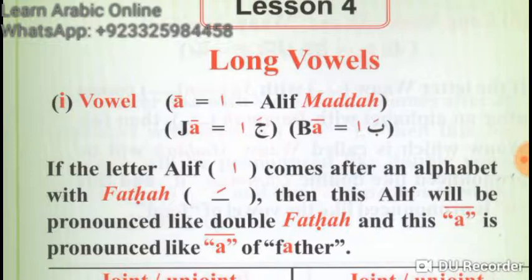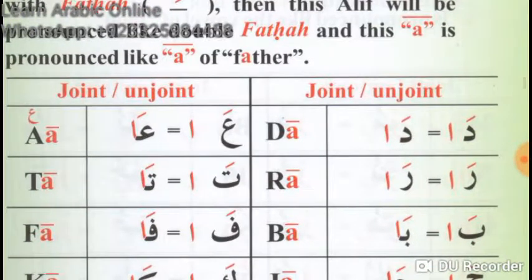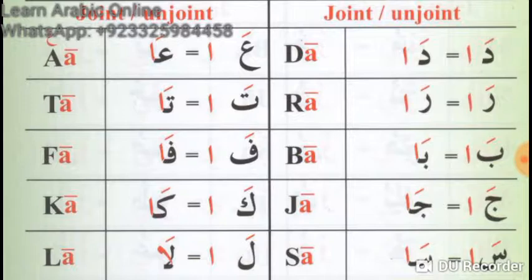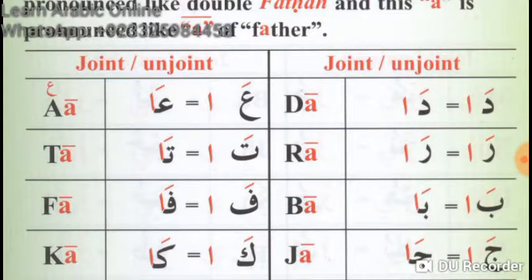If the letter Alif comes after an alphabet with fatha, then this Alif will be pronounced like a double fatha, and this a is pronounced like the a of father. Did you understand what is written here? Alif with Fatha equals Aa. Listen.